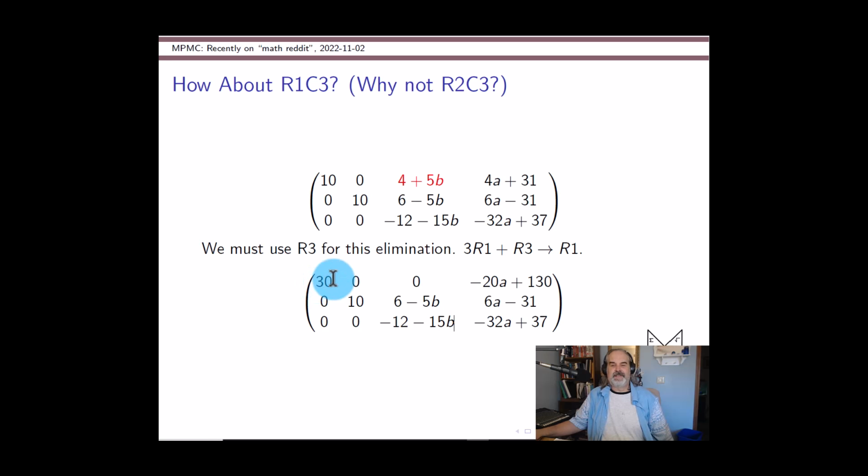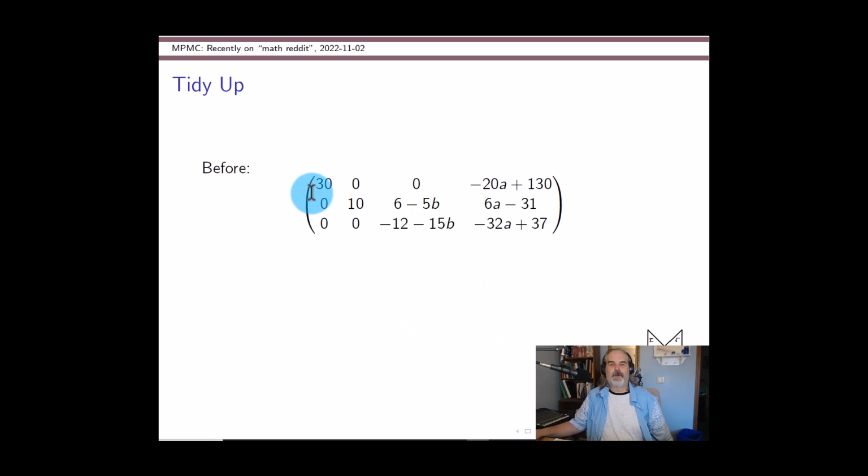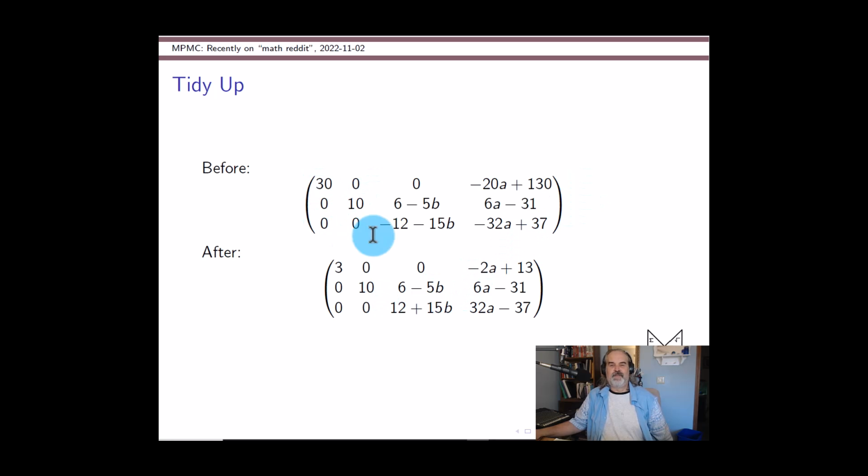Notice that, say, in this top row, there's a common factor of 10, right? And in this bottom row, there's a lot of minus signs. So I've multiplied row 1 by 1/10, and I've multiplied row 3 by -1. That looks a little bit better.